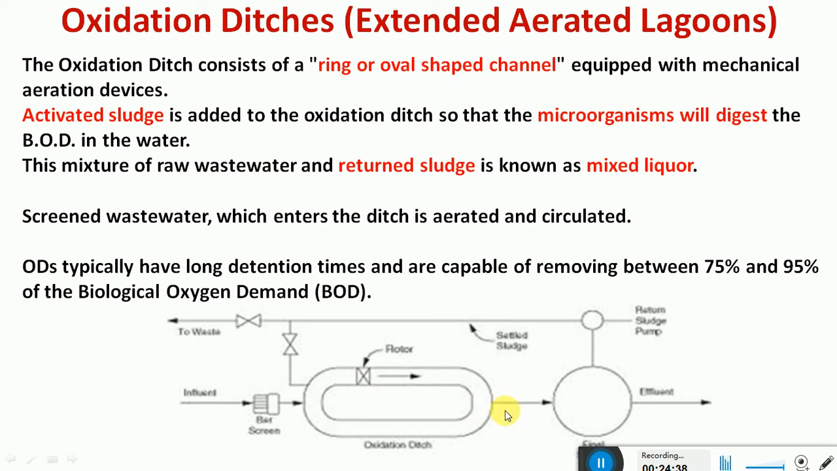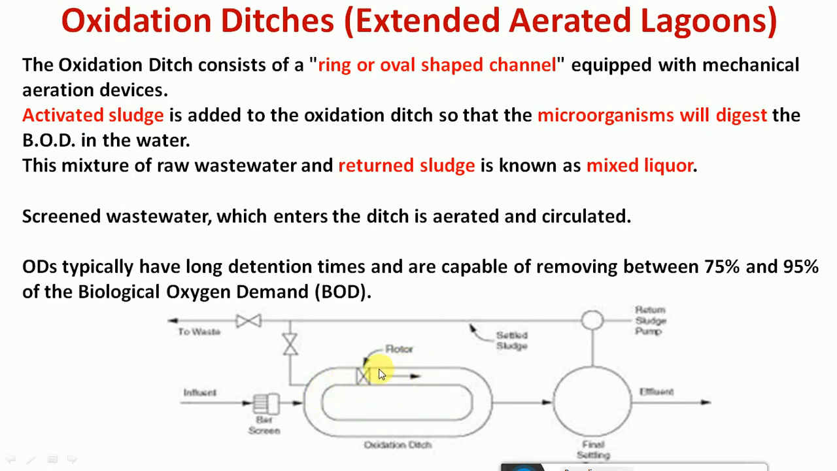The effluent from this oxidation ditch will go to the clarifier. In this clarifier the sludge will be settled and the effluent will be taken out. Here we take part of the sludge. This is called the return sludge pump. With the help of the sludge pump we take the activated sludge, to improve the process. As in the case of an oxidation pond, we put some activated cells or activated bacteria into this to make it work more effectively.